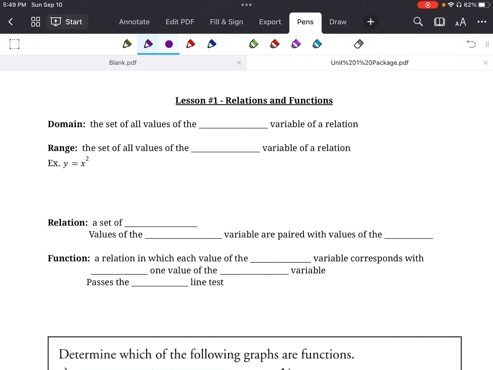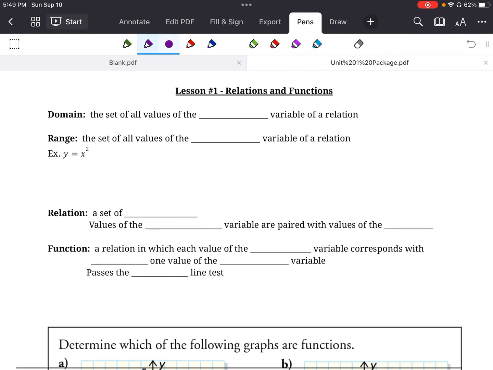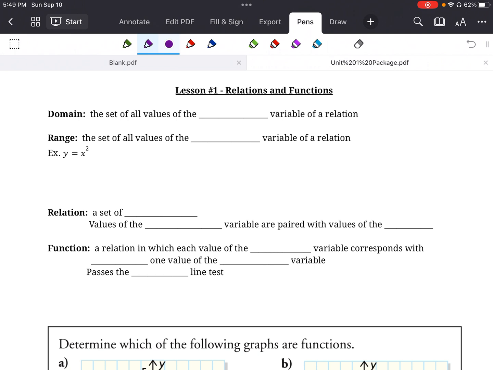This is in our Intro to Functions unit, and this lesson is called Relations and Functions. It is basically a definition-based and understanding-based lesson with just ways to figure out how we know the difference between relations and functions. So some vocabulary that we need to know going on will be domain, range, relation, and function.